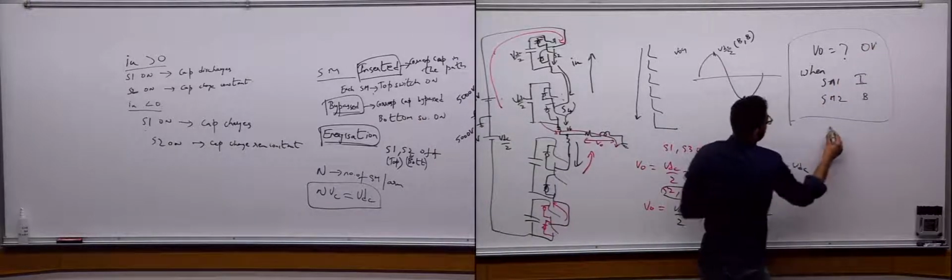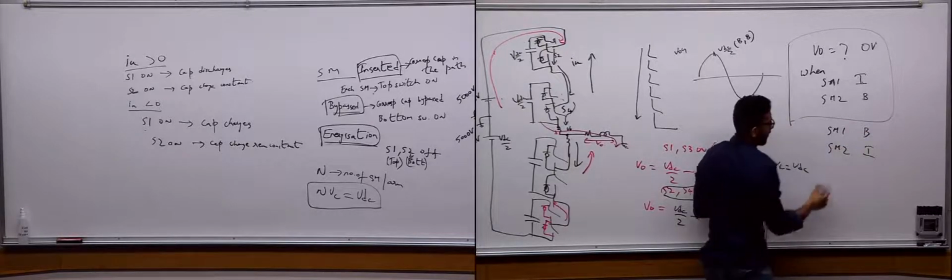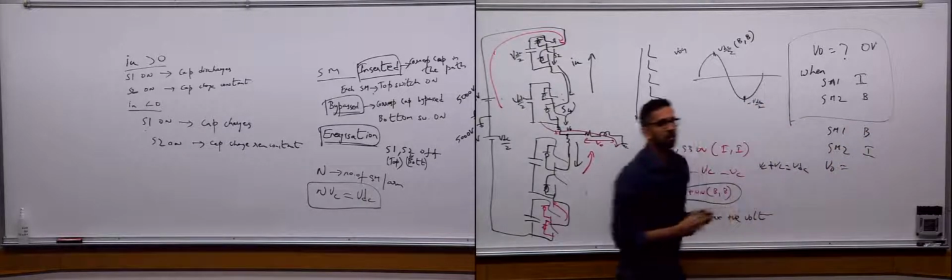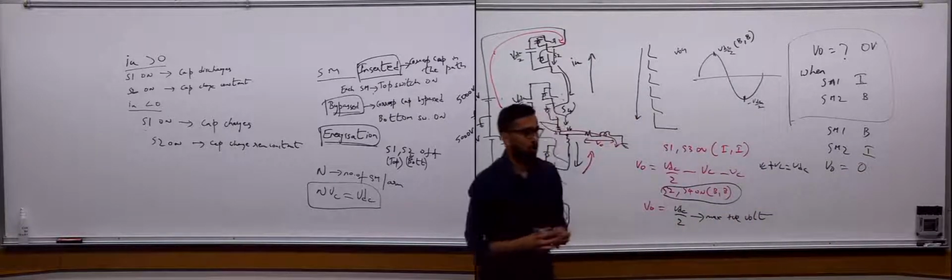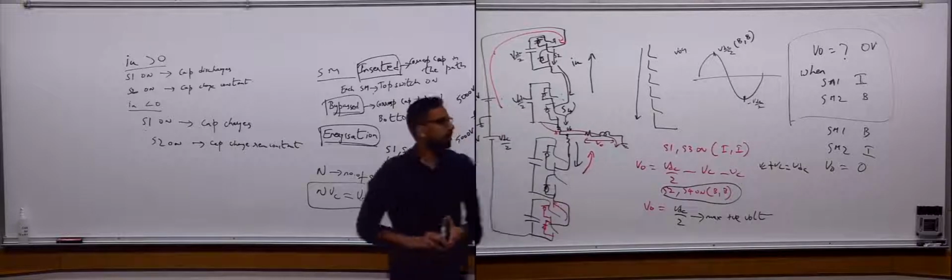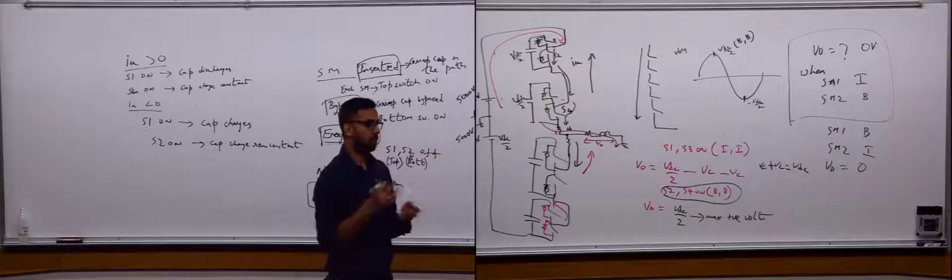What happens when SM1 is bypassed and SM2 is inserted? VO equals 0 again. That's it. We have covered all the four. So then to create the sine wave, one way would be like this.